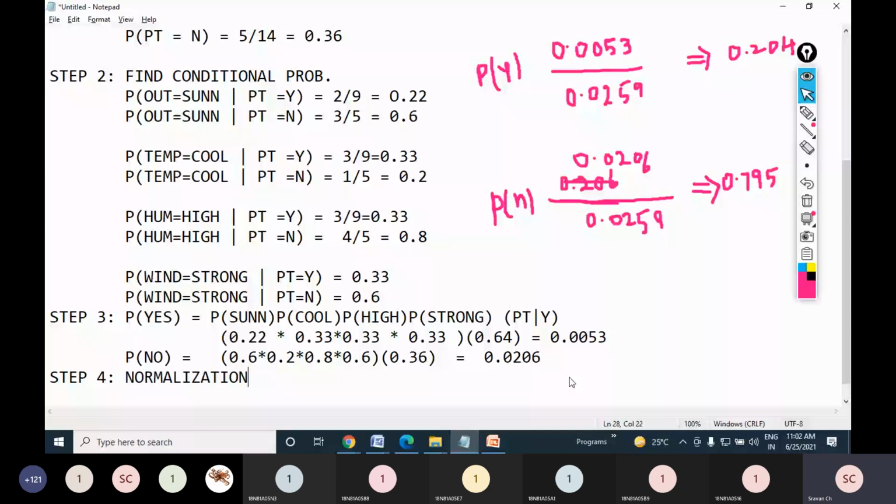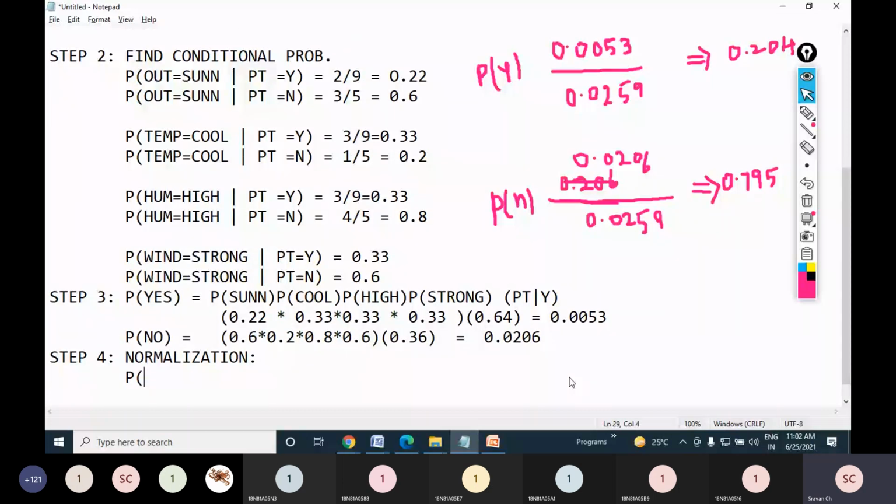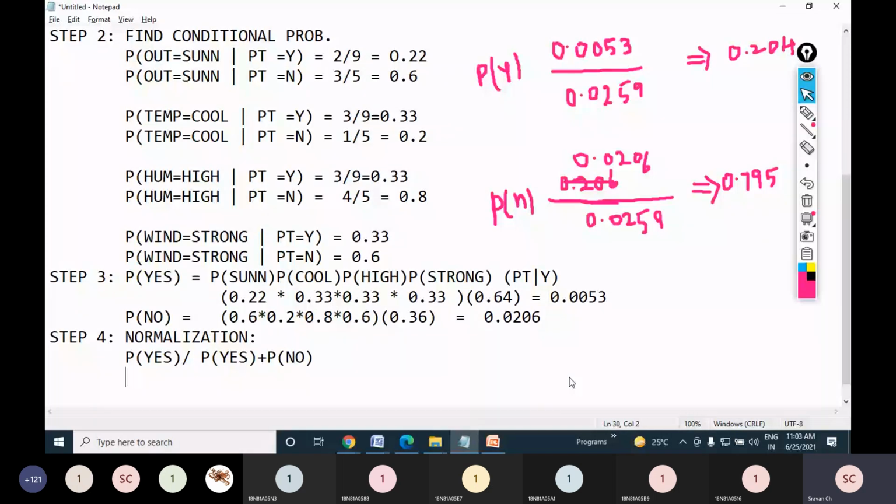One is P of yes divided by P of yes plus P of no. Right? This is one calculation. Probability of no divided by P of yes plus P of no. So two things we have done. For the first one, we got the answer close to 0.2. For the second one, we got the answer close to 0.79, or you can say 0.8. So 0.79 we got.